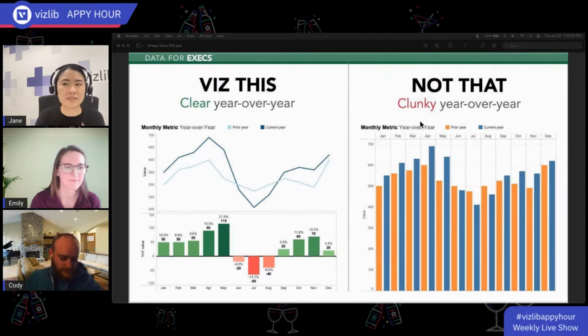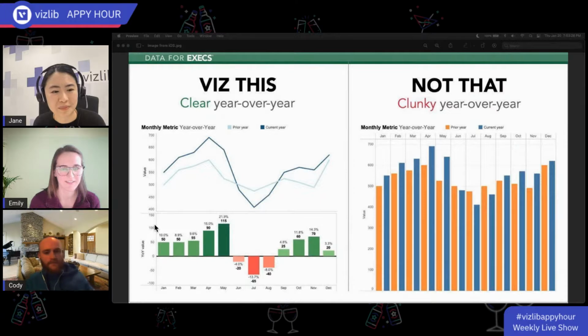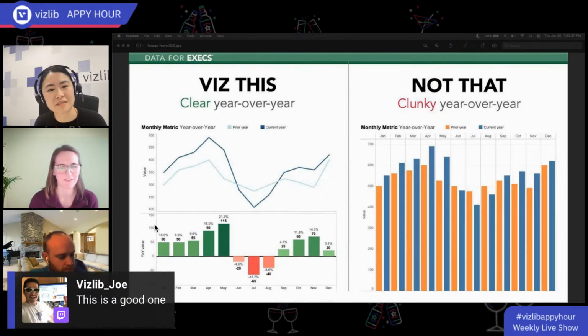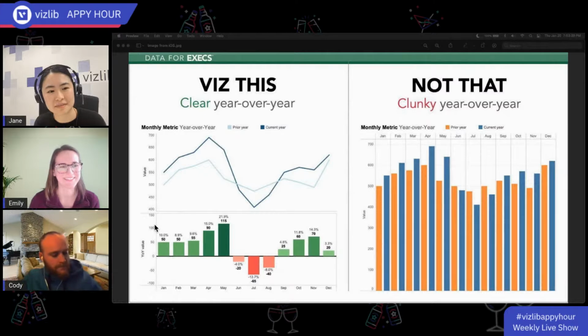There are definitely good representations like you see here. It's really hard to see in the graph on the right that the trend changes, that the dark blue line goes below the light blue line, when it's represented in bars. So I love this one. This is a great example, Jane.